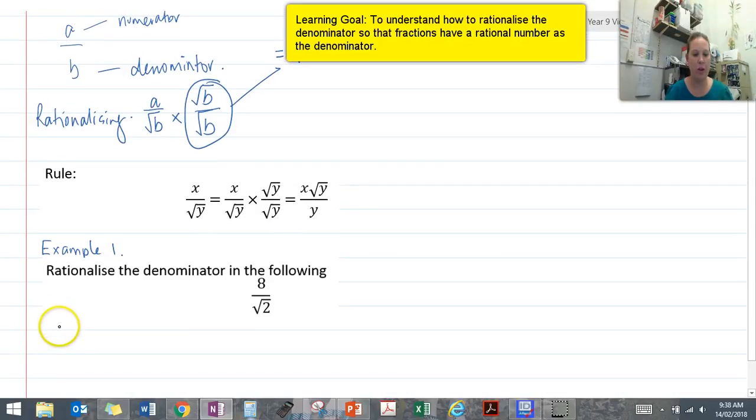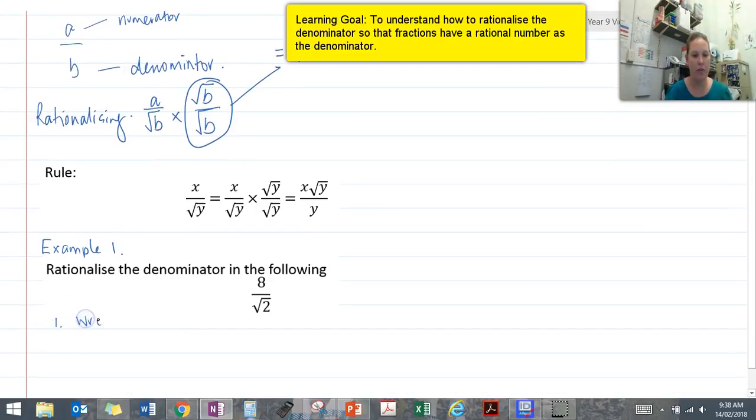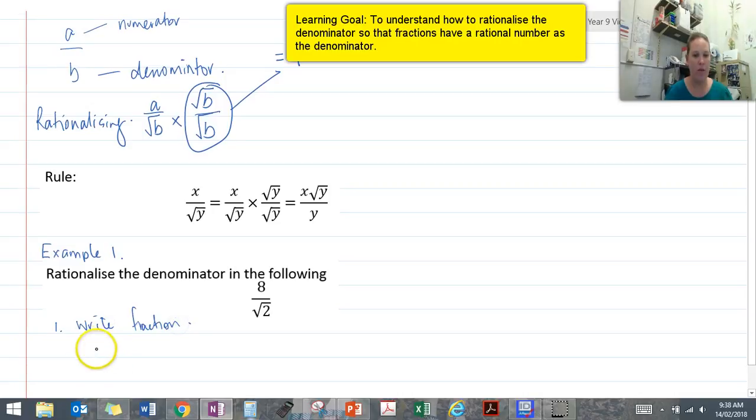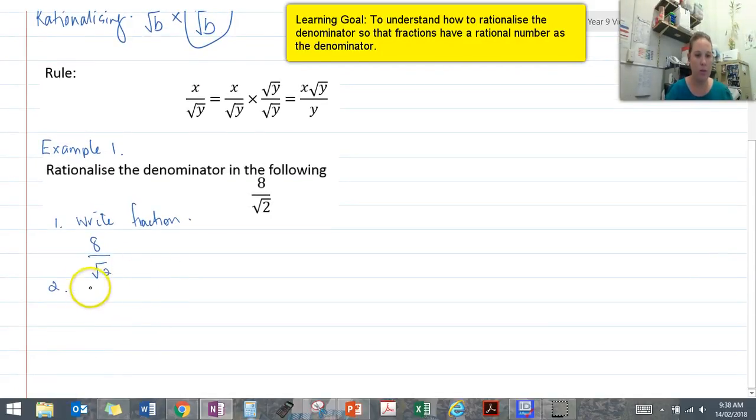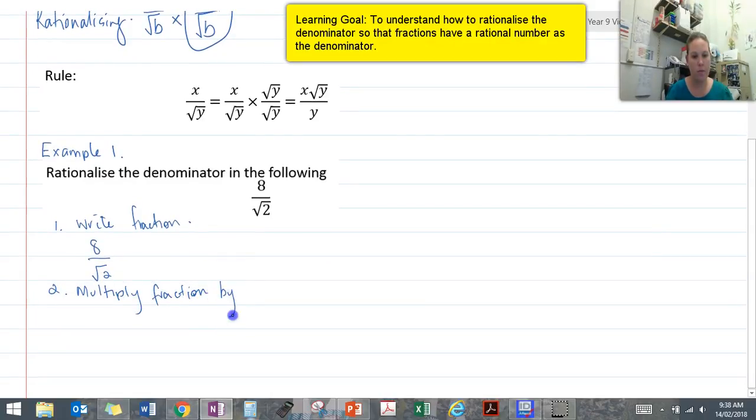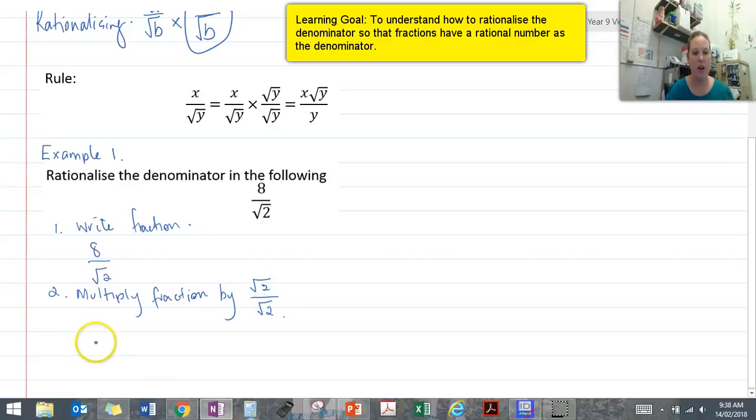Okay, so the first thing that we're going to do is write our fraction. So we have 8 over the square root of 2. Then we are going to multiply our fraction by the square root of 2 over the square root of 2, as that's the surd that we want to rationalise. So we have 8 over the square root of 2 multiplied by the square root of 2 over the square root of 2, which is going to equal 8 square root 2 over 2.